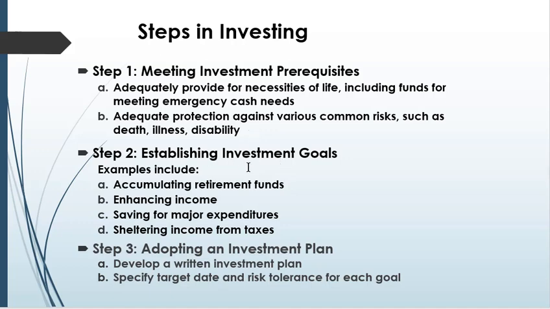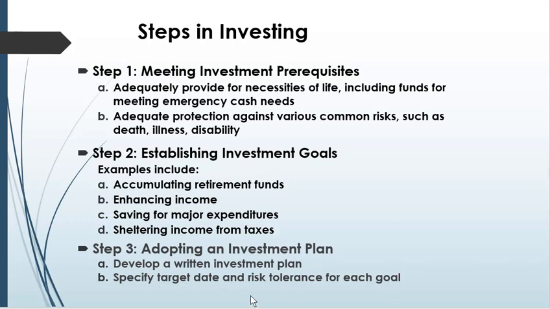We then need to establish our goals, right? The four basic goals of everybody are: you want to get some retirement money. You need to figure out some ways maybe to enhance current income. We need to save for some major expenditures, and we need to shelter income from taxes as much as we possibly can.